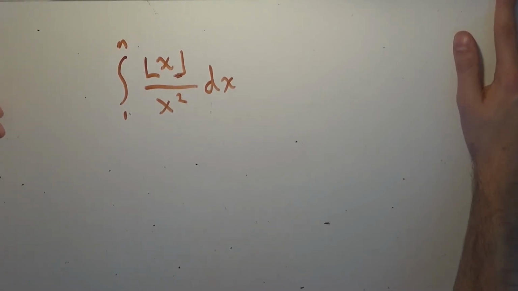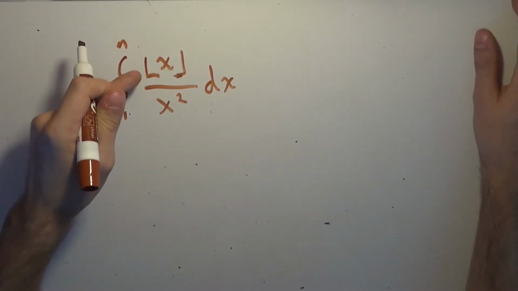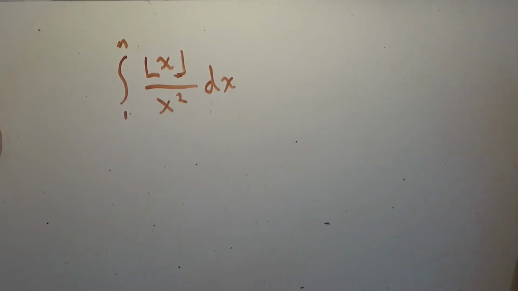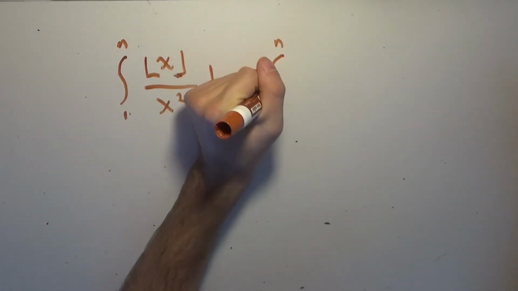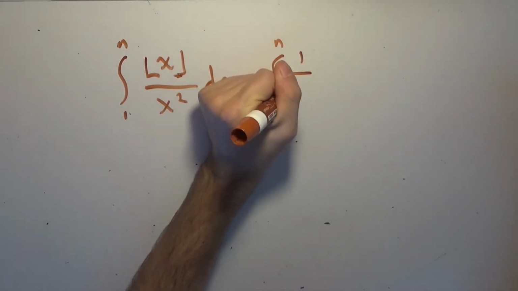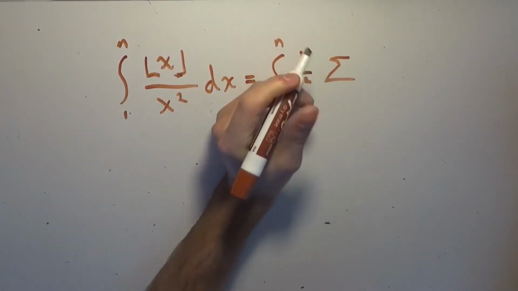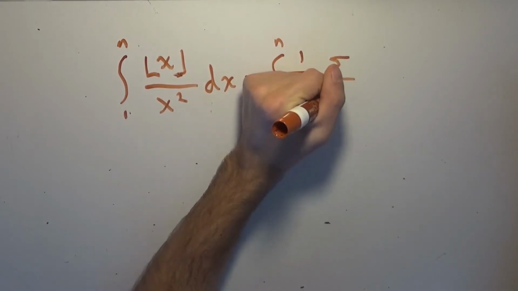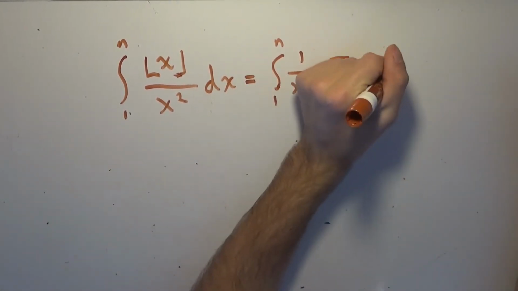And so what we need to realize is that because of that, the floor of x is always a whole number, right? And that means we can write it in a very strange way. We can write it like this. So we can write it as the integral from 1 to n, and I'm just going to factor the 1 over x squared out here. And we're going to write the floor of x as a sum of all the numbers k that are greater than or equal to 1 and less than or equal to x. And we're going to sum that over 1.